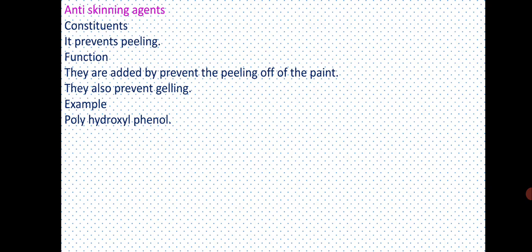Anti-skinning agent. Function: they are added to prevent the peeling of the paint. They also prevent gelling. Example: polyhydroxyphenol.